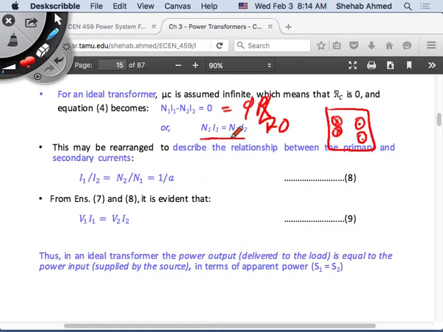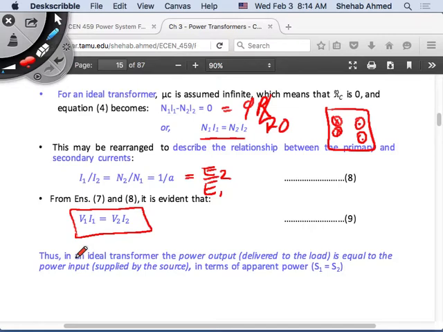And we can rearrange this and put I1 over I2 is equal to N2 over N1, which is equal to E2 over E1, right? So the current and the voltage are inversely proportional. So it's like a gearbox. You put a certain voltage and current, the transformer either steps up or down the voltages and currents, but it will maintain the power. Okay? So everybody's okay with this?